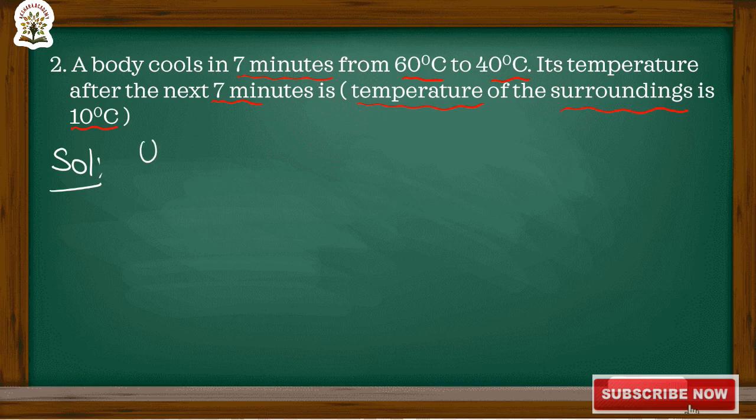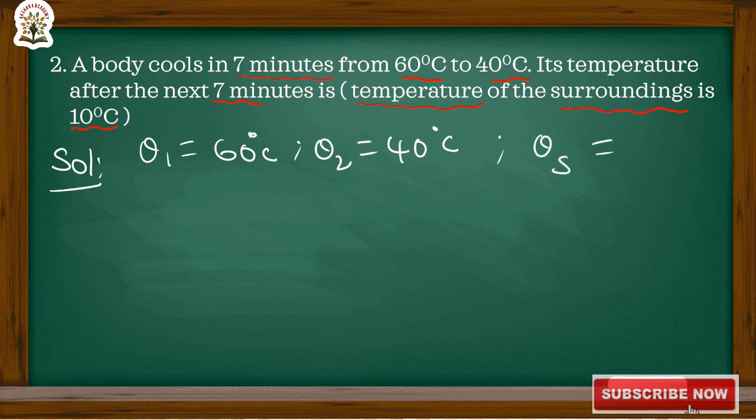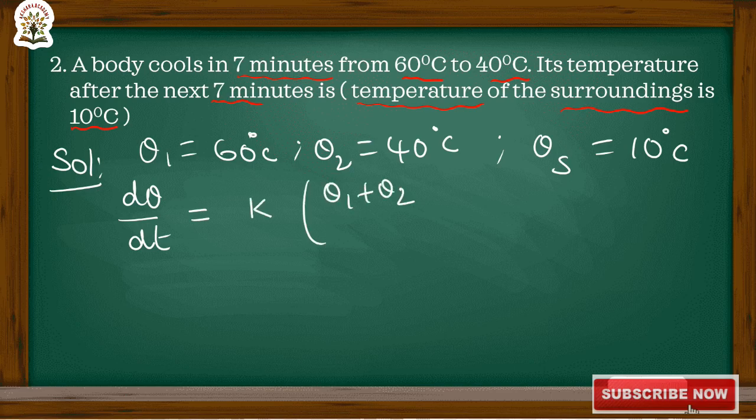So here theta 1 is equal to 60 degrees centigrade, theta 2 is equal to 40 degrees centigrade, and dt they given 7 minutes, and temperature of surroundings theta s is equal to 10 degrees centigrade. From Newton's law of cooling, d theta by dt is equal to k of (theta 1 plus theta 2) by 2 minus theta s.